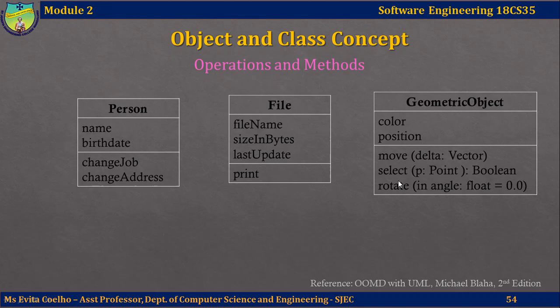Let me go to the third operation. Here this operation takes just one argument, inAngle. The data type of inAngle is float, that is, it takes an angle of rotation. There is no return type specified, but I have specified a default value of 0.0. So what are default values? When we create objects, every object will be able to invoke this rotate function. Now, if I do not give a specific value for this inAngle argument, then by default the object is going to be initialized with 0.0 as the inAngle value for rotation. That is, you won't be rotating the object at all.